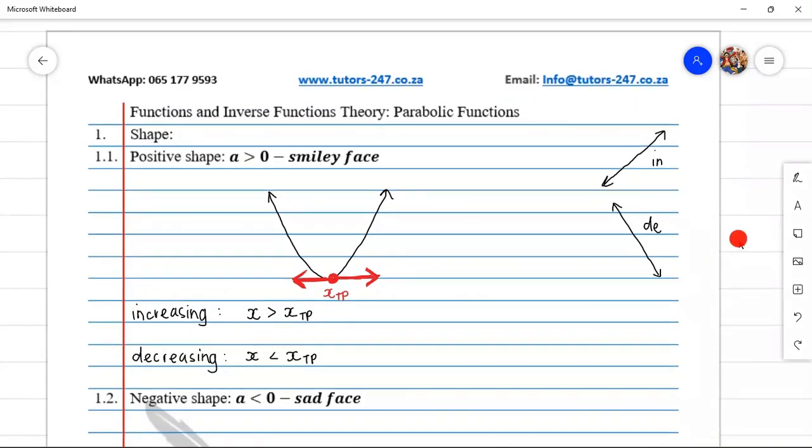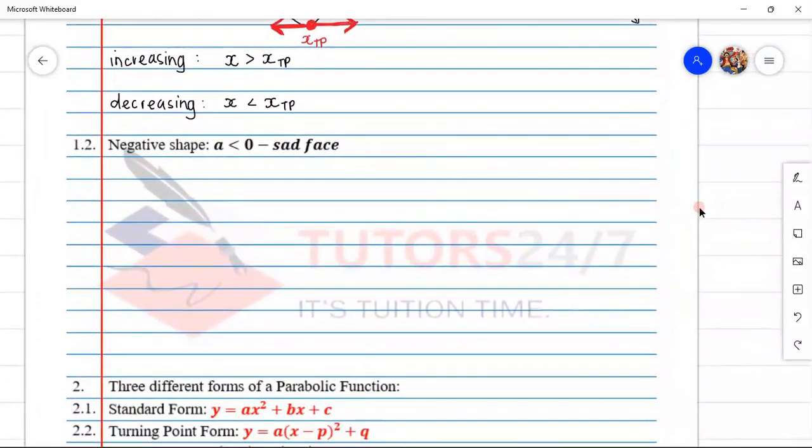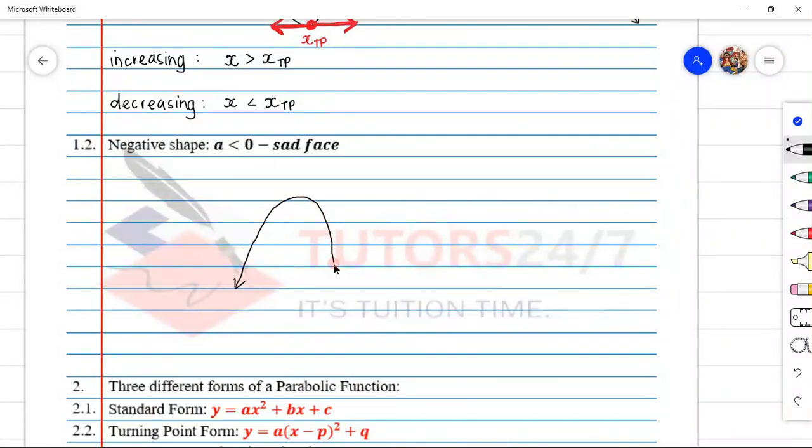So let's move on to our negative a shape. So that is when the value of a is negative. We then have a sad face function. So it's going to look like this. Now if we assume this point to be our turning point, now same as before, when is our function increasing and when is our function decreasing?